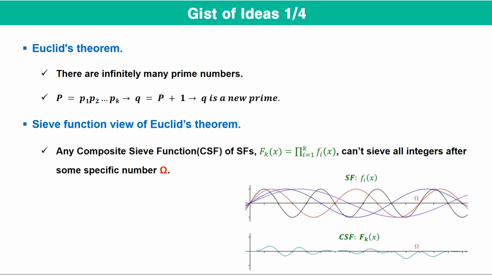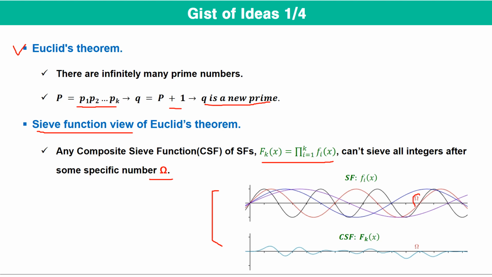Here we sum up our ideas. You know Euclid's theorem that there are infinitely many prime numbers, and to prove it, multiply a finite number of primes and add 1 and prove Q is a new prime. In the sieve function view of Euclid's theorem, we can say any composite sieve function can sieve all integers after some specific number omega. We show two graphs here.